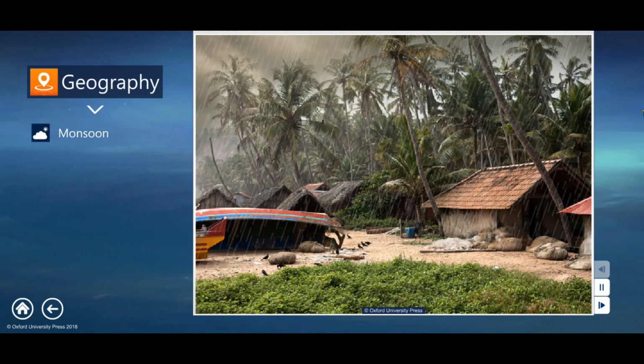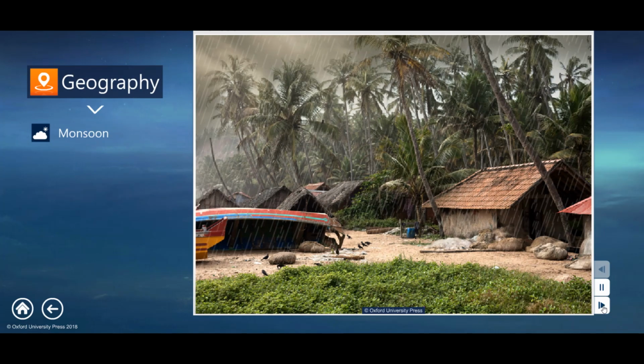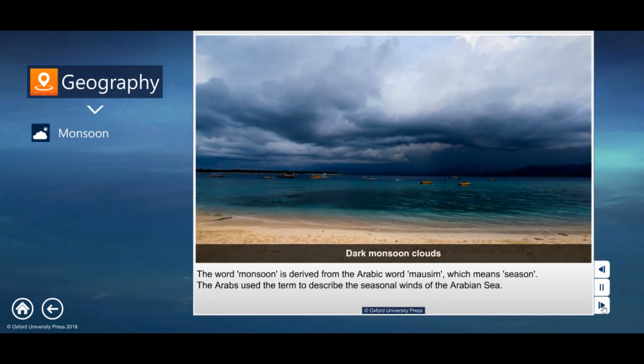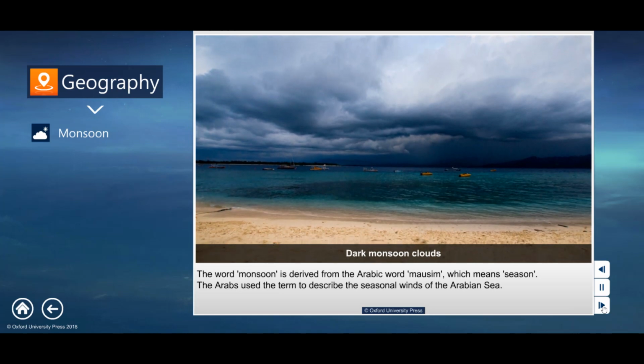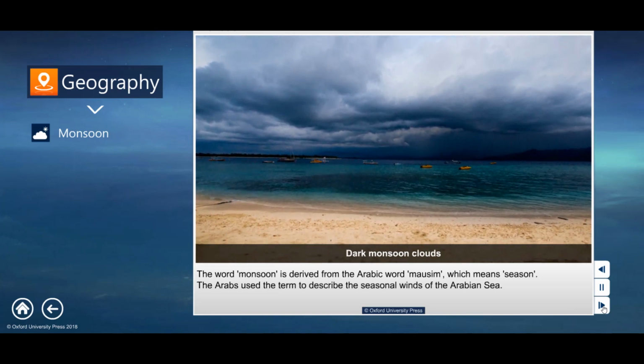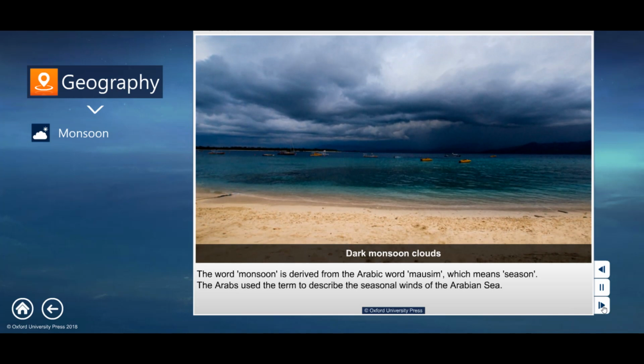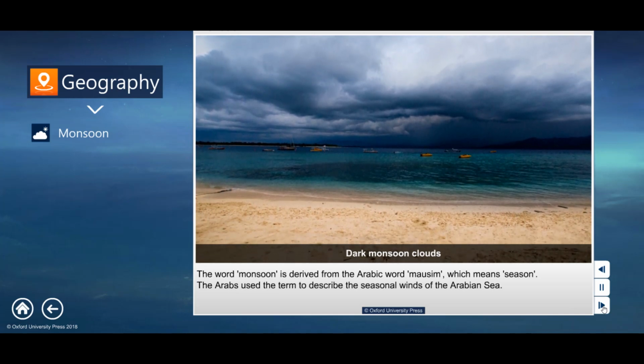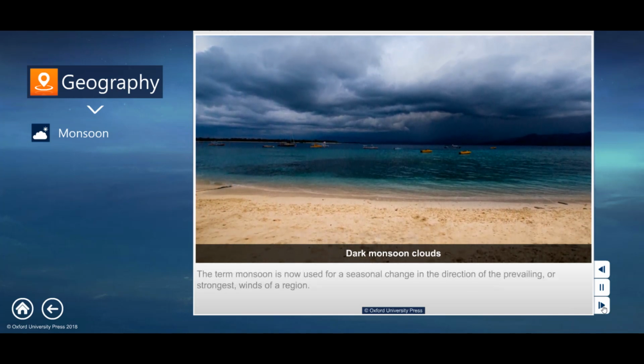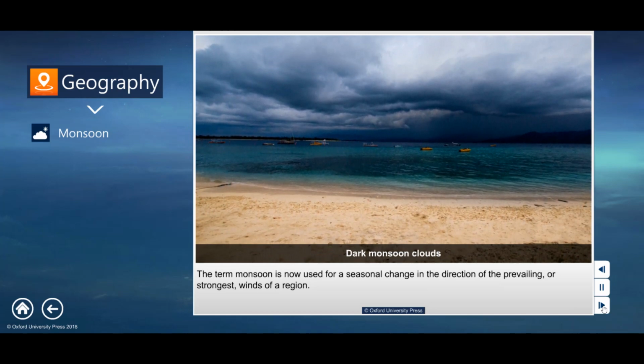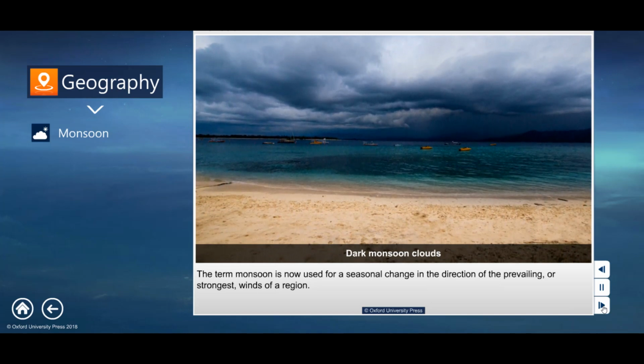Monsoon. The word monsoon is derived from the Arabic word mosim, which means season. The Arabs used the term to describe the seasonal winds of the Arabian Sea. The term monsoon is now used for a seasonal change in the direction of the prevailing or strongest winds of a region. These winds change the direction in which they blow, from the sea to land and vice versa.